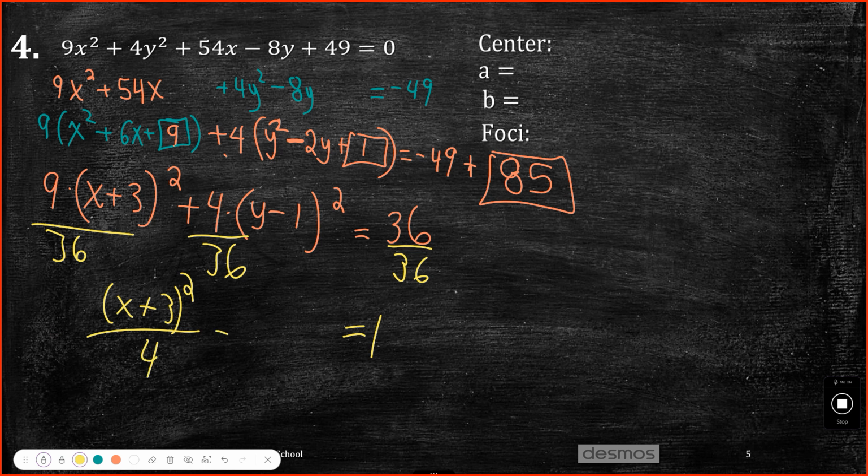And then this one's going to be what? (y minus 1) squared over 9. Without writing too much down, 4 should be what? 2 squared. And without writing too much down, what should I write down for 9?